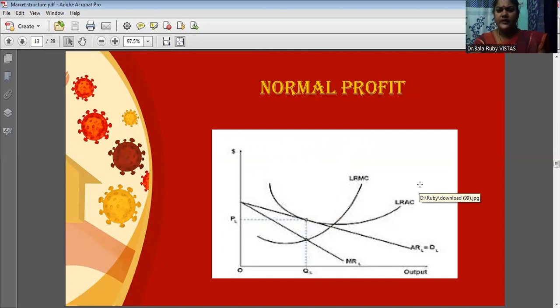Now you identify the equilibrium point. See, when MC is equal to MR, that is the equilibrium point. So here the MC curve is here, the MR curve is here. So this is the equilibrium point. Then from this equilibrium point, just draw a perpendicular line to the x-axis and extend this line up to the average cost curve. So this line intersects the average cost curve as well as the average revenue curve in the same place. So here average cost is also OP1, average revenue is also OP1. So OP1 minus OP1 is equal to 0. So average revenue is equal to average cost. Therefore, there is no profit, no loss.